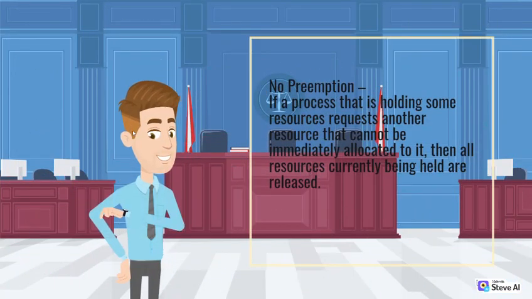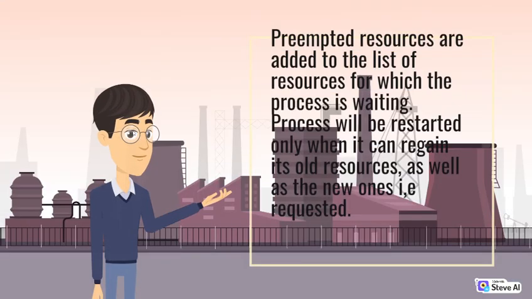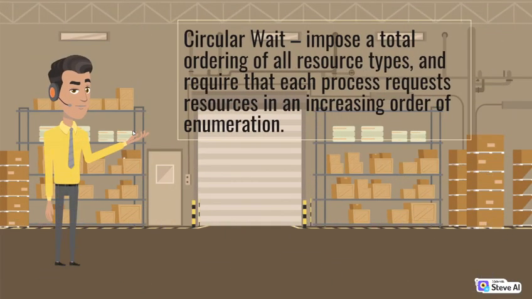No preemption. If a process that is holding some resources requests another resource that cannot be immediately allocated to it, then all resources currently being held are released. Preempted resources are added to the list of resources for which the process is waiting. The process will be restarted only when it can regain its old resources, as well as the new ones it requested. Circular wait. Impose a total ordering of all resource types, and require that each process requests resources in an increasing order of enumeration.